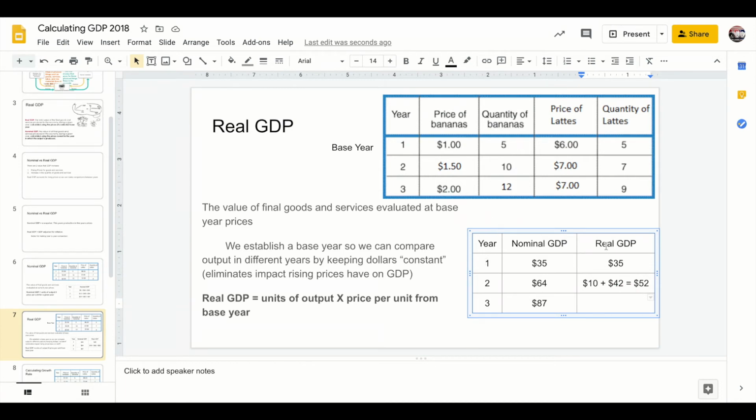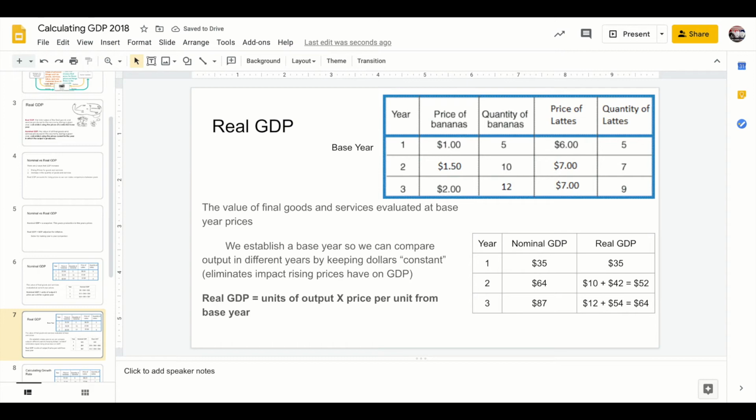So if you look here, we definitely had an increase in real GDP. So we had an increase in production from year one to year two. It's just not as big of an increase in production as it looked like if we had just kept it at nominal GDP. And then finally, for year three, we made 12 bananas that cost $1 each. So that's going to be 12 plus whatever we got for lattes. 9 times 6 is what, 54? Hopefully I'm right. So what's that? $64. All right, so again, our real GDP has increased. It has just not increased nearly as much as it appeared that it would.